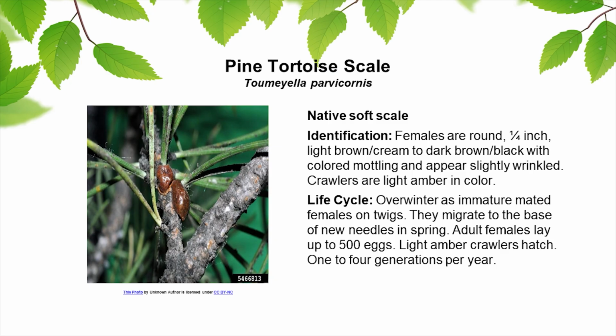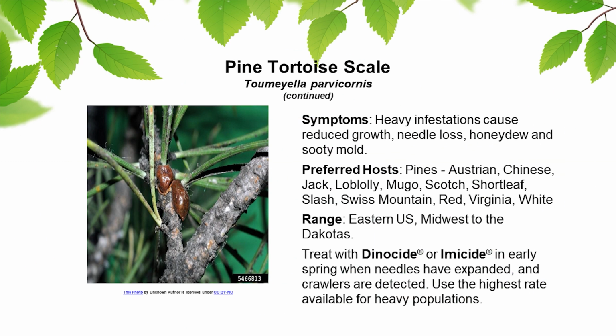Pine Tortoise Scale overwinter on twigs as immature mated females. They migrate to the base of new needles in spring. Adult females lay up to 500 eggs that hatch into crawlers in June to July. They can have 1 to 4 generations per year. Heavy infestations of Pine Tortoise Scale cause reduced growth, needle loss, honeydew, and sooty mold. Trees may die after several years of heavy infestation if untreated.